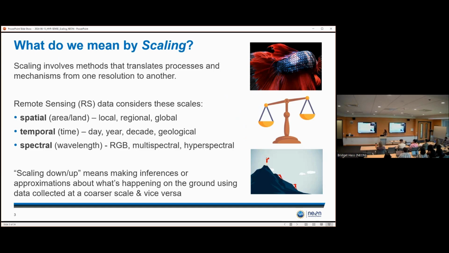And then lastly, with hyperspectral or multispectral data, we can look at the spectral resolution of things. So are we looking at a red, green, blue image with just 3 bands, a multispectral image, something like Landsat, or a hyperspectral image, which is what NEON provides, as well as some other up and coming satellite missions that I'll talk about. So scaling down or up basically just means making inferences or approximations about what's happening on the ground using data collected at a coarser scale. And this is really just the essence of remote sensing. So I feel like those two can't really be decoupled.